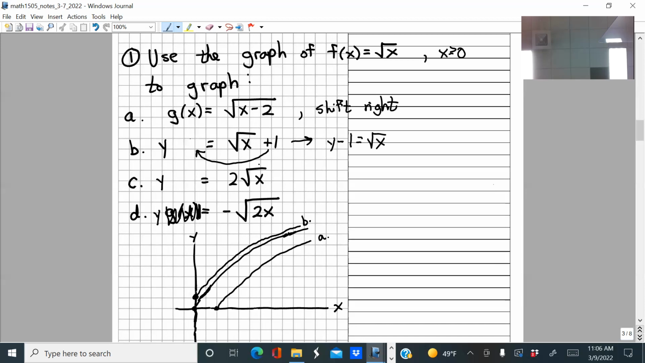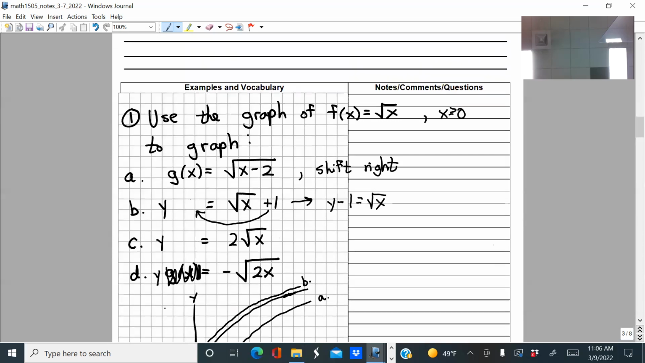Multiplication of a constant is stretching or squeezing, and it could be horizontal or vertical. But here, Hannah, I'm multiplying the constant by x. So which way is that going to stretch or shrink it? Since it's x, that's obvious: it's going to stretch or shrink it horizontally along the x-axis.